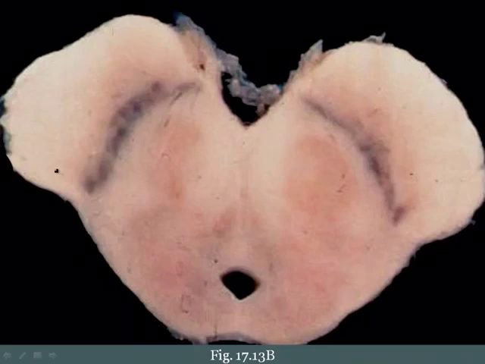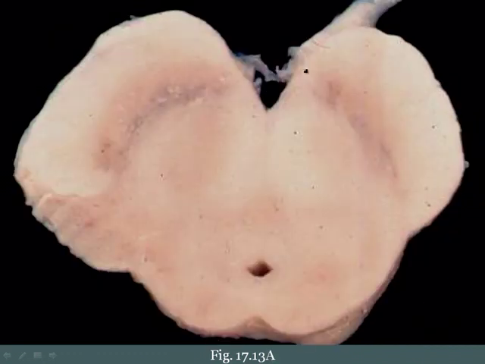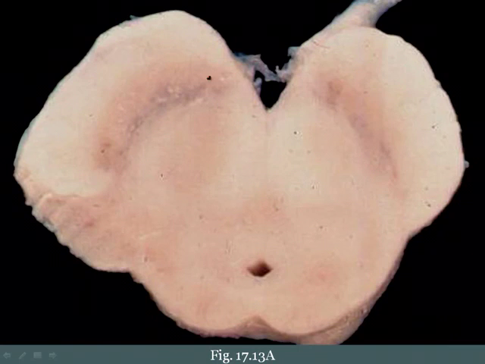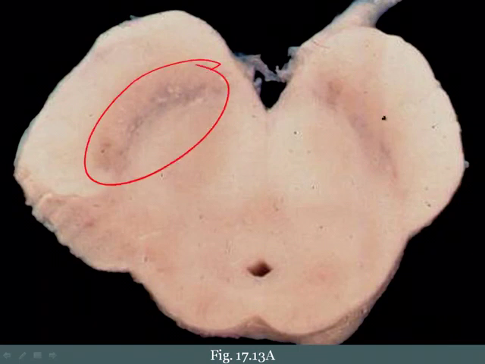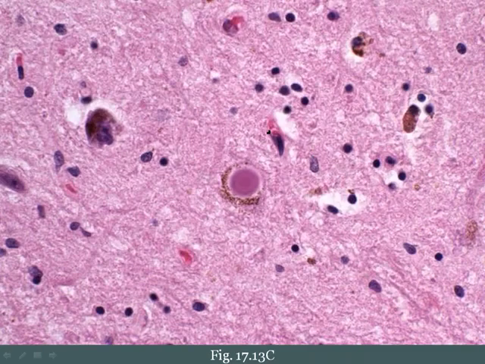Here's a picture of the pigmented neurons of the substantia nigra, and you can see that here you've got the normal pigmented neurons present within the substantia nigra. Here's a specimen from a patient with Parkinson's disease. Notice that you've lost the pigmented neurons in the substantia nigra, in particular the dopaminergic neurons in the substantia nigra pars compacta. The key finding is that within the neurons of the substantia nigra, you're going to see these round eosinophilic inclusions, which are called Lewy bodies.